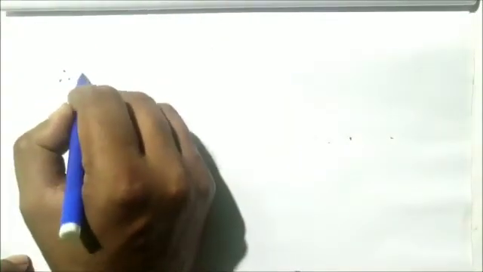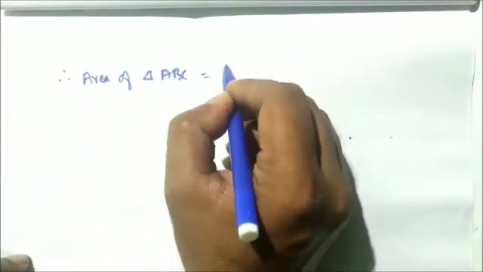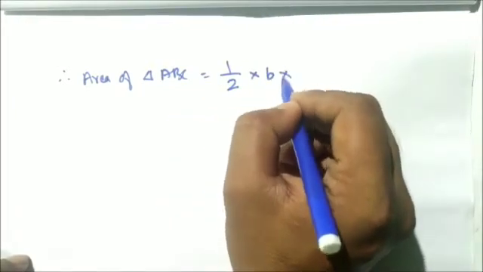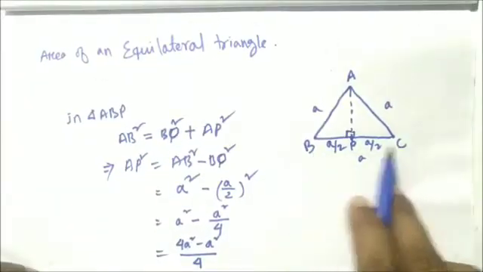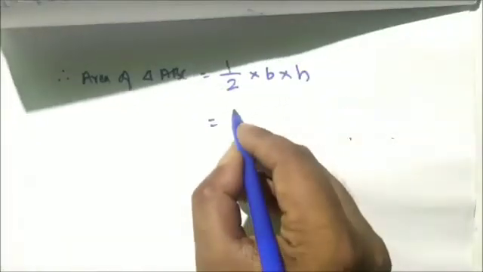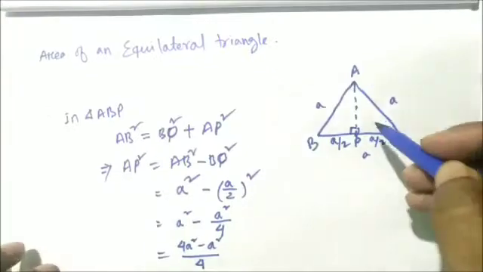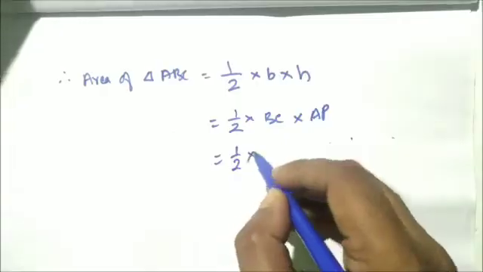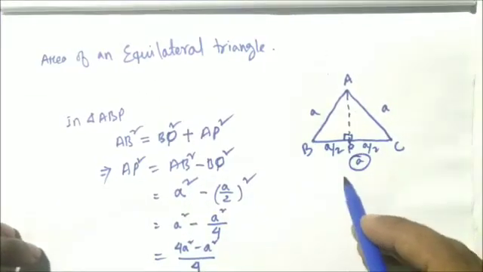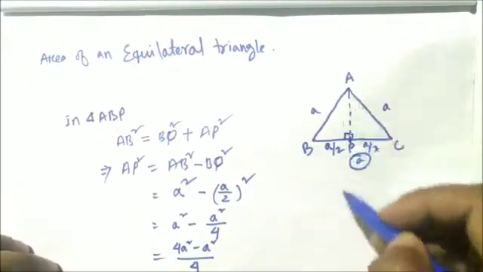Now, therefore, area of triangle ABC, the formula is what? Half into base into height. Here the base is BC, so half into BC, and the height is AP. The BC, that means this side, is what? A.